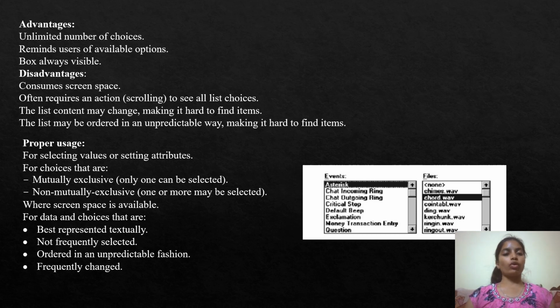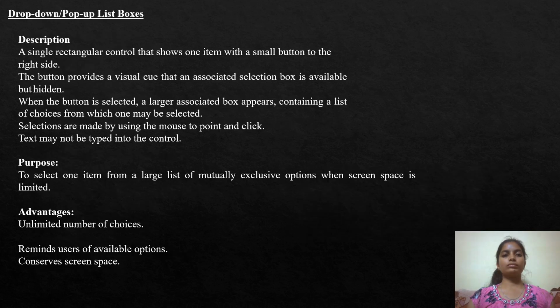So it's used for selecting values or setting attributes, for choices that are mutually exclusive and non-mutually exclusive, where screen space is available, and for data and choices that are best represented textually, not frequently selected, ordered in an unpredictable fashion, or frequently changed. So here the picture shows the list of items being displayed.